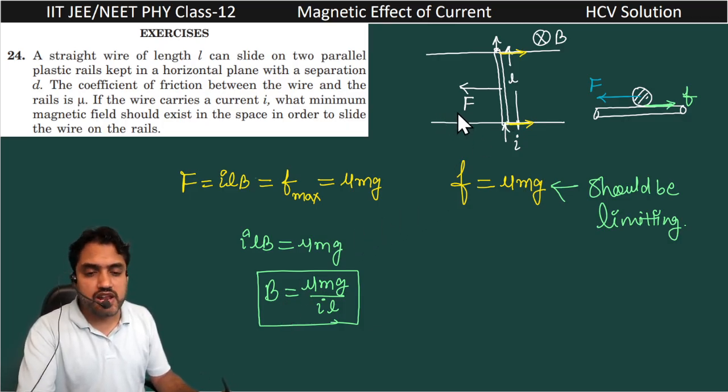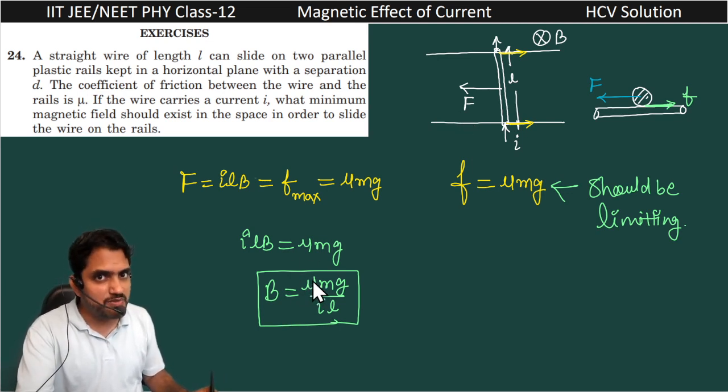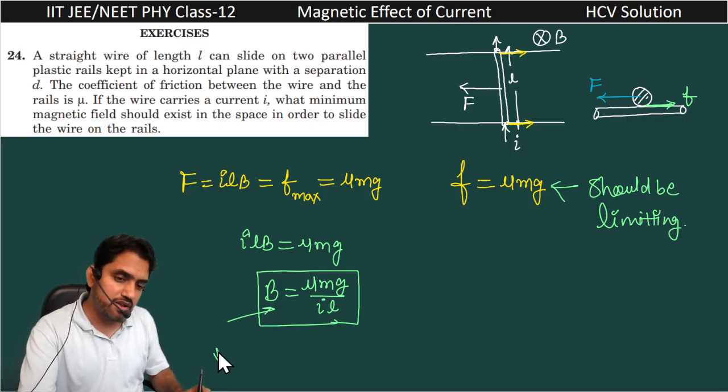If you are applying the magnetic field more than this value, then acceleration will be there. So it is the minimum value.